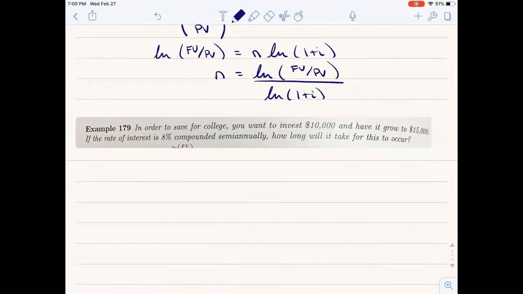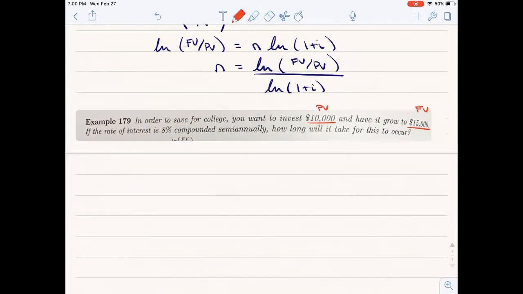So again, I'm just going to jot down what each of the items that have been given are. So we invest a present value of 10,000, and it's going to grow to a future value of 15,000. If the interest rate is 8%, so r is 0.08, compounded semi-annually, that's what tells us our frequency is 2. How long? We're solving for t.